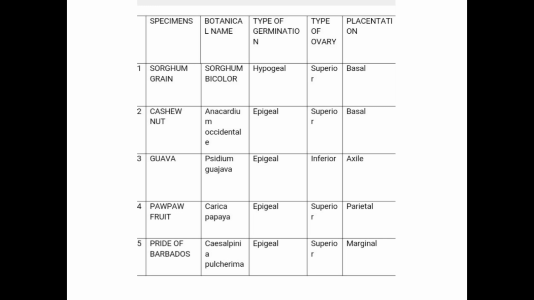placentation is also basal. Guava, botanical name Psidium guajava, epigeal germination is the type, inferior ovary, meaning the ovary is beneath the sepal. Then the placentation is axial. Purple fruit is Carica papaya, type of germination epigeal, type of ovary superior, placentation parietal. Pride of Barbados, botanical name is Caesalpinia pulcherrima, type of germination epigeal, type of ovary superior ovary, placentation is marginal.